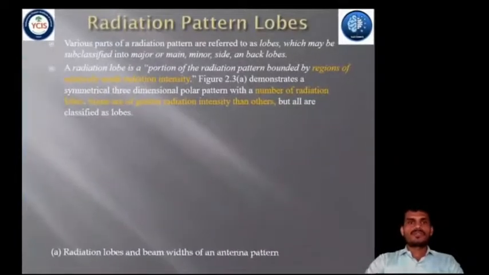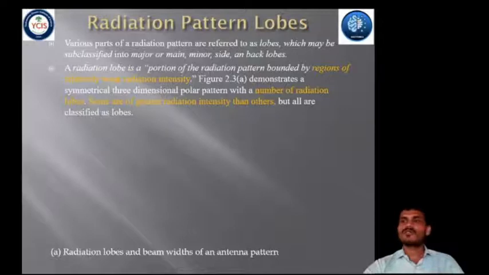radiation pattern lobes. Now, we had seen that a radiation pattern has different types of lobes, in which specially I said that there is a minor lobe, there is a major lobe, a number of lobes are present. Various parts of the radiation pattern are referred to as lobes, which may be subclassified into the major or main lobe, minor lobe, side lobe, or back lobe. There may be 4 different types of lobes.